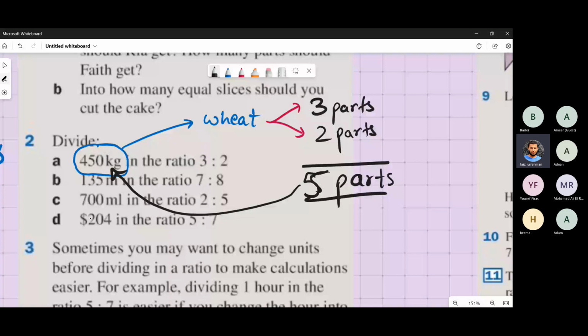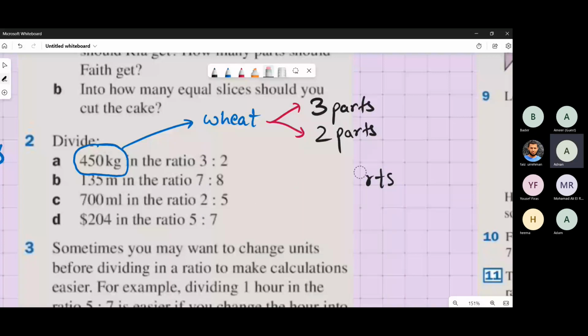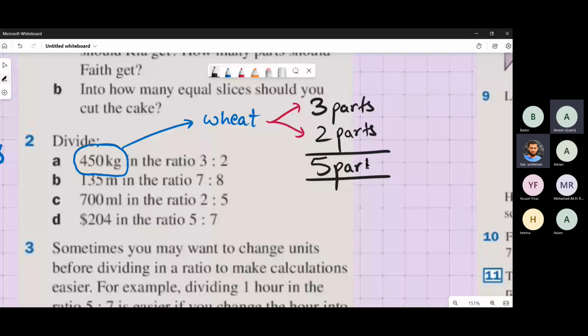Now, if 90 kg is one part, how much should I give to the first guy? 270. And to the second boy, 180. And still 450 is the final answer. This is how we solve.